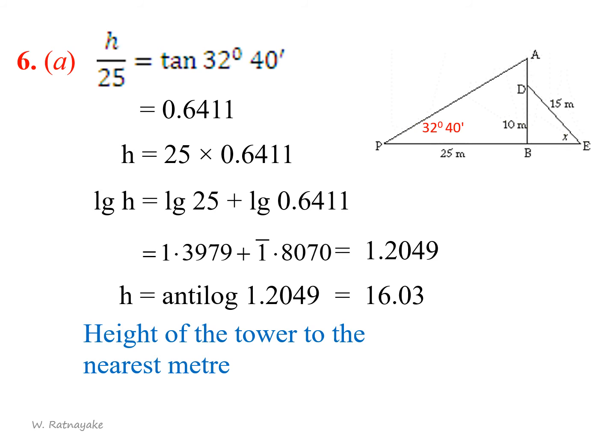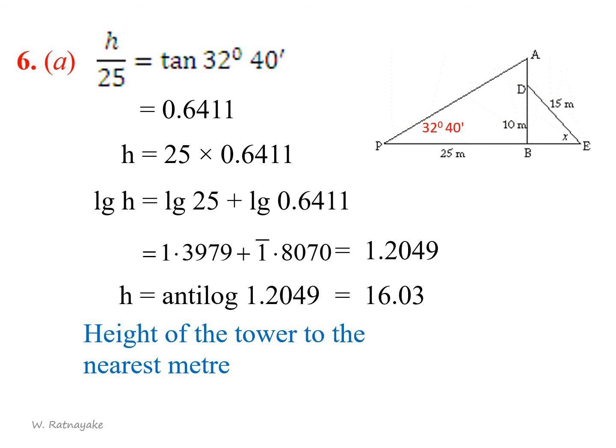16.03, and we have to find the height of the tower to the nearest meter. So we have to round off this value to the nearest whole number. For that we have to think about this 03, that part we have to remove.